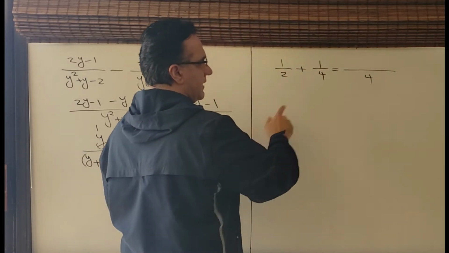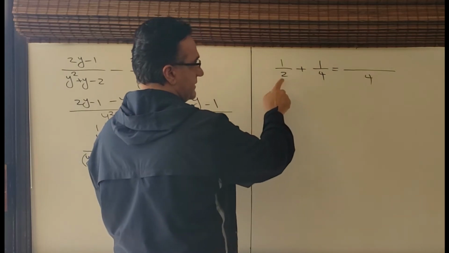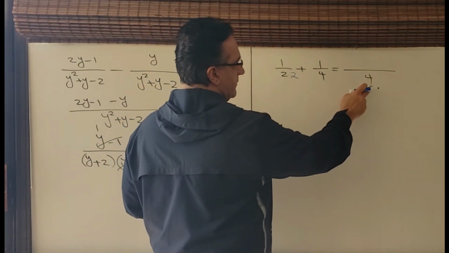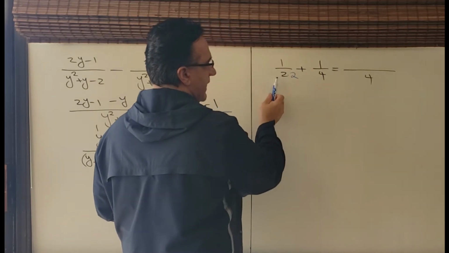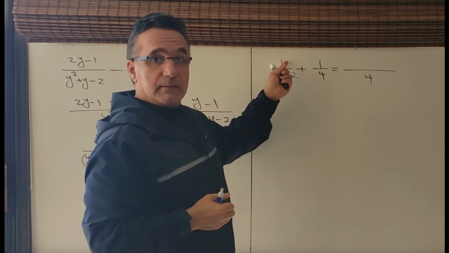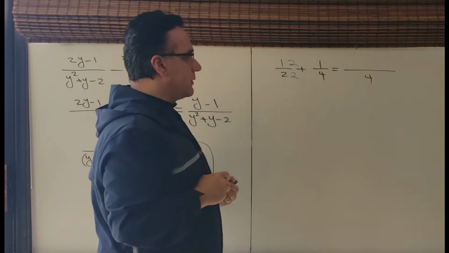Now, this denominator is already 4. We don't have to do anything to that denominator. But this denominator, remember, we have to multiply by 2 so that we can make it 4. But in a fraction, whenever you do something to the denominator, you have to do the same to the top. So we need to make sure we multiply the top by 2 as well.